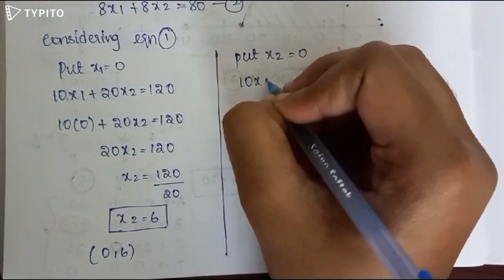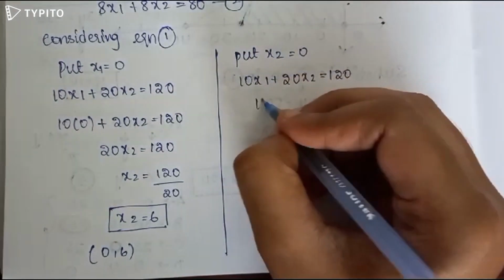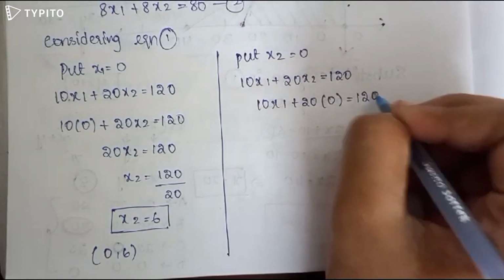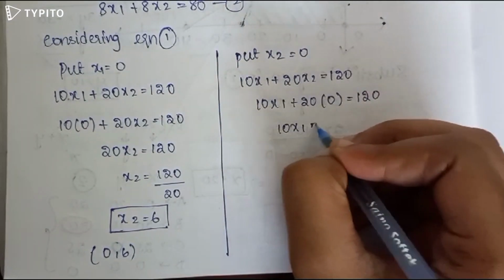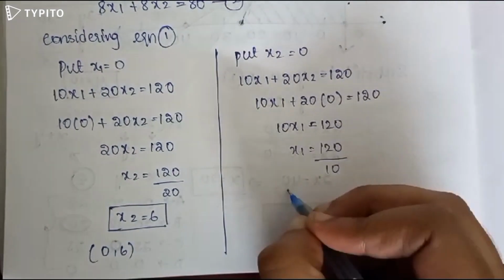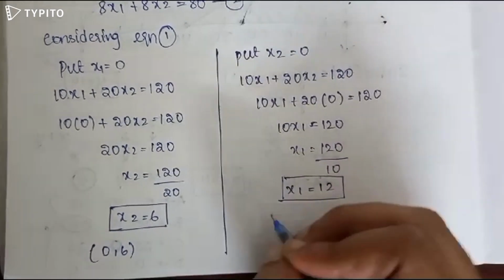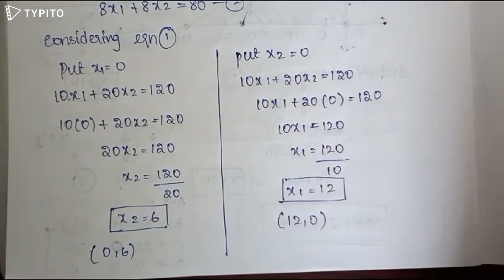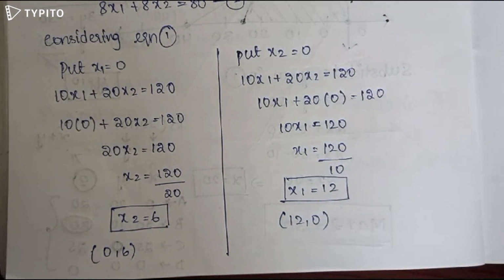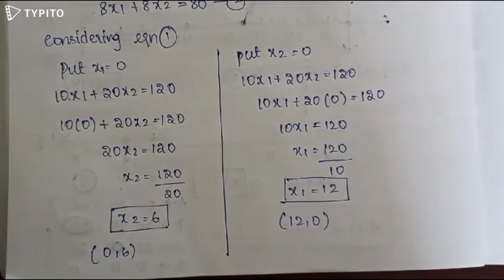Now put x2 is equal to 0. Then 10x1 plus 20x2 is equal to 120. 10x1 plus 20 into 0 is equal to 120. 10x1 is equal to 120. x1 is equal to 120 by 10. Then my x1 will be 12. So what will be my point? 12,0. So first equation lo x1 place lo 0 pedite x2 place lo 0 pedite vachina points, we noted it down. Now doing the same procedure for second equation, appudu em vastayi manaki points chuddam.